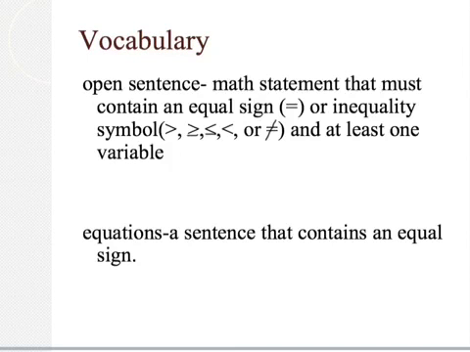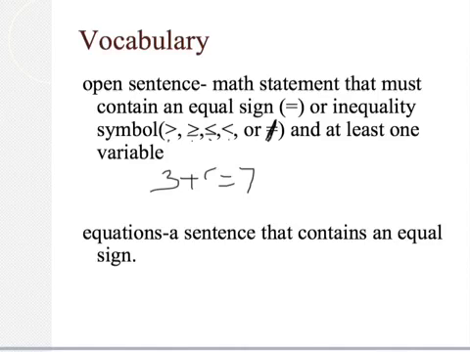Our first couple of terms I think go together well. The overarching term here is an open sentence. An open sentence in math is a math sentence that has an equal sign or even an inequality sign: greater than or equal to, less than or equal to, less than, and of course simply not equal. And it has to have at least one variable. An example of an open sentence would be 3 plus r is equal to 7.